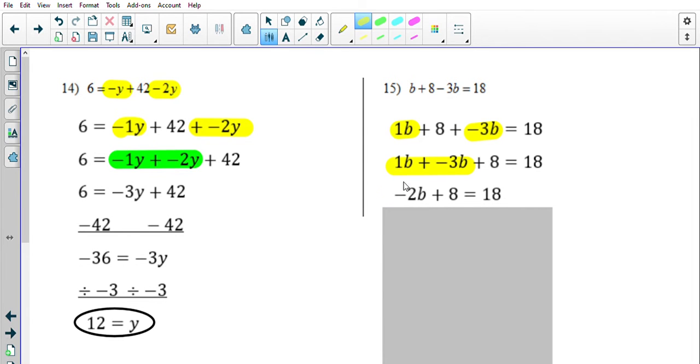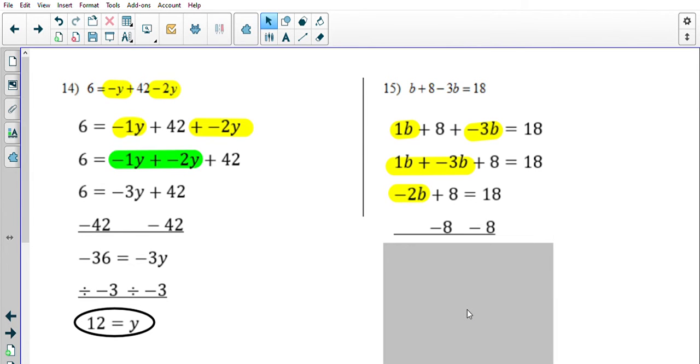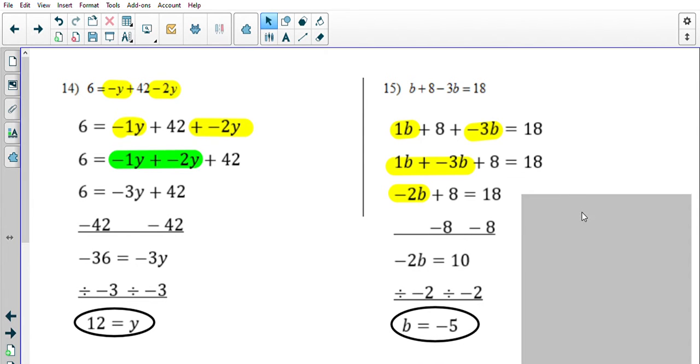And now it's just a two-step equation. So get rid of this plus 8 by subtracting 8 from both sides. We get -2b equals 10. And I know I'm going through these quickly, so don't be afraid to pause the video at any time to jot all this down. Finish this problem by dividing both sides by -2. That's going to be the inverse of multiplying by -2, and you should get a solution of b equals -5. We get that by taking 10 divided by -2.